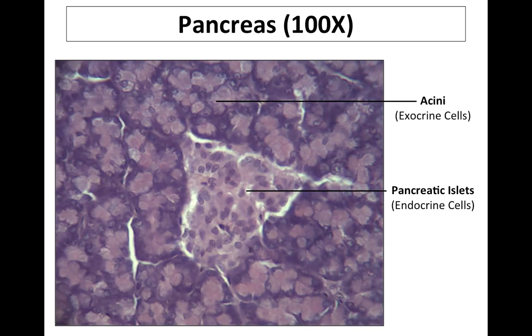If we zoom in on that pancreatic islet, you can see they look like irregular shaped lighter purple zones. Acini look very normal and regular and homogeneous. Pancreatic islets have an irregular border and tend to stain a little bit lighter than the acini.